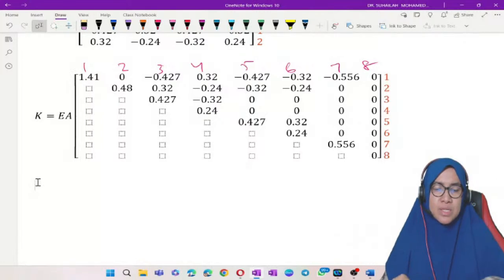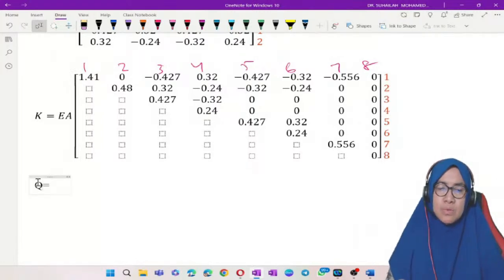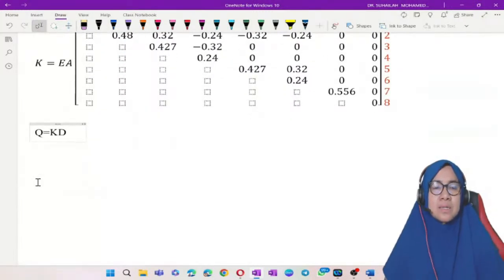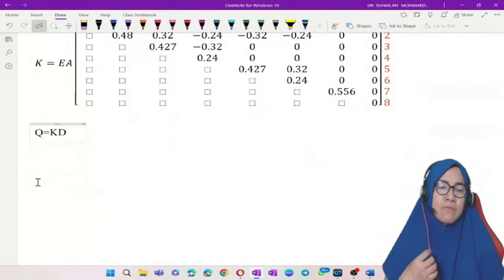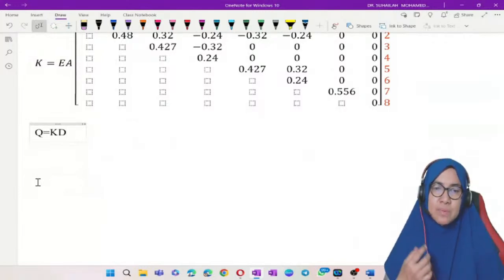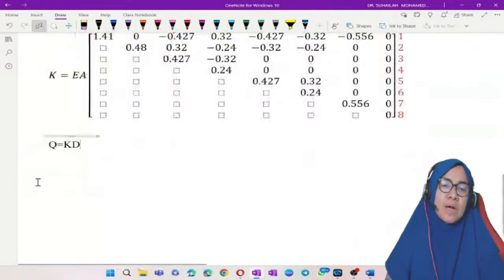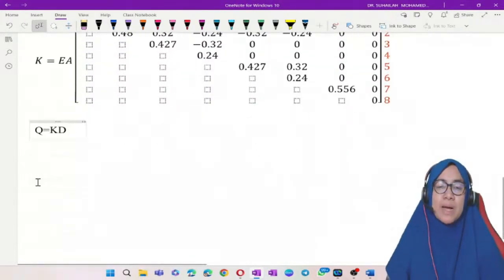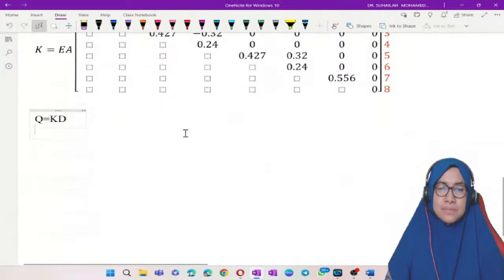For the stiffness equation, Q is equal to KD. Q is the nodal forces, K is the structure stiffness matrix, and D is the nodal displacement. So what we want to solve is only a 2 by 2 matrix. We focus on that only.